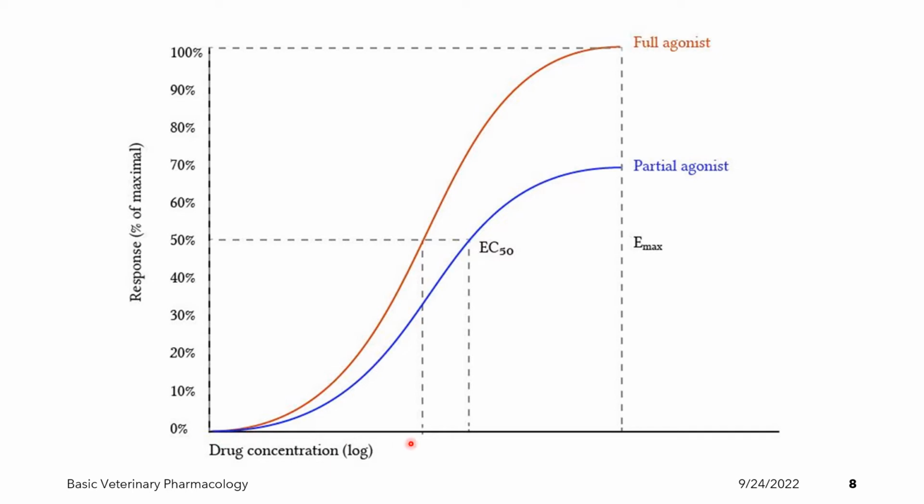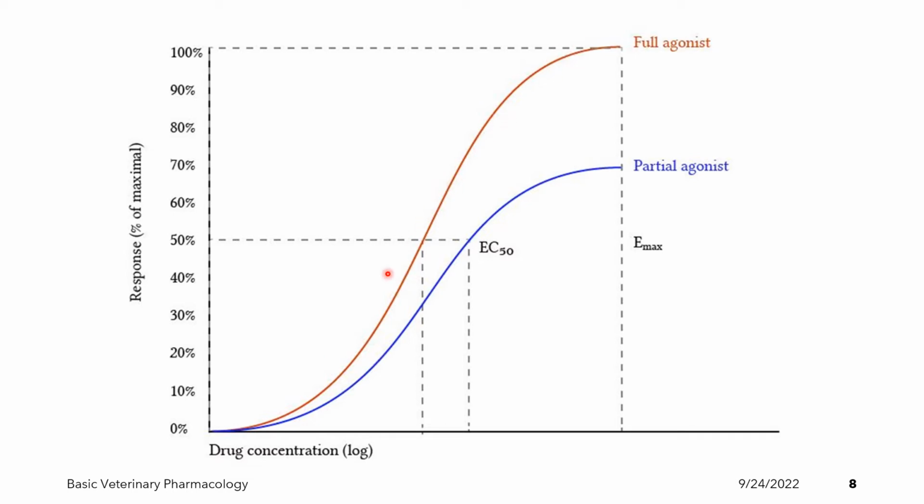The x-axis represents the drug concentration in increasing dose, and the y-axis represents the response in percent of the maximal. As you can see here, when we increase the concentration of the drug, a partial agonist and the full agonist both show a gradual increase in the biological response of the drug.